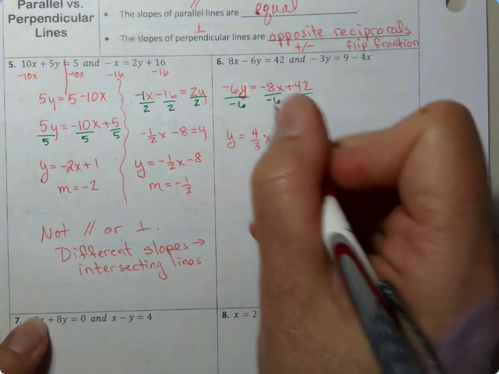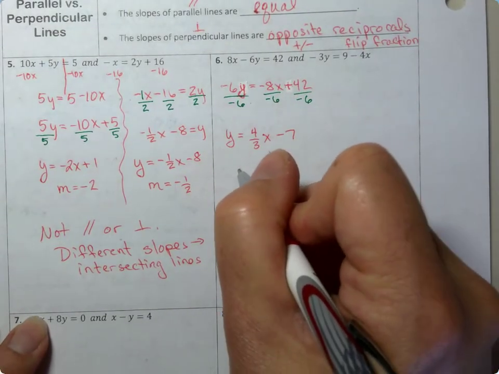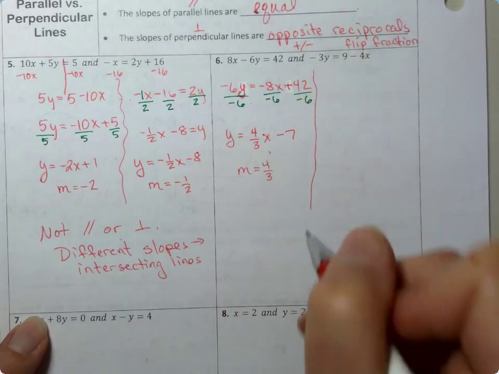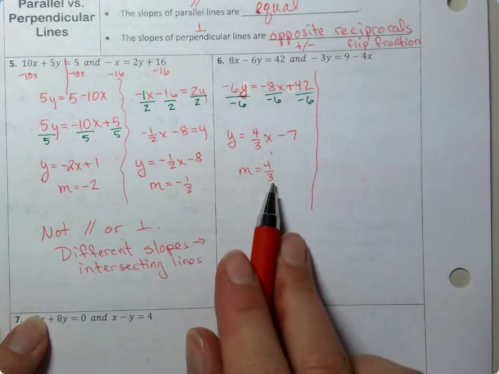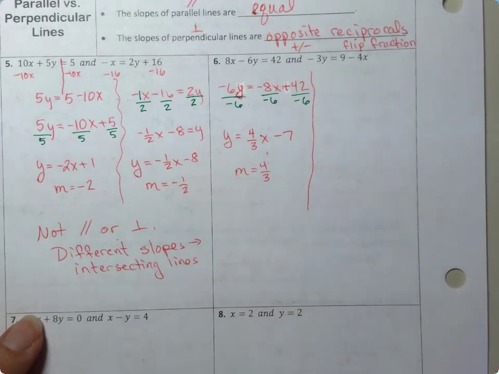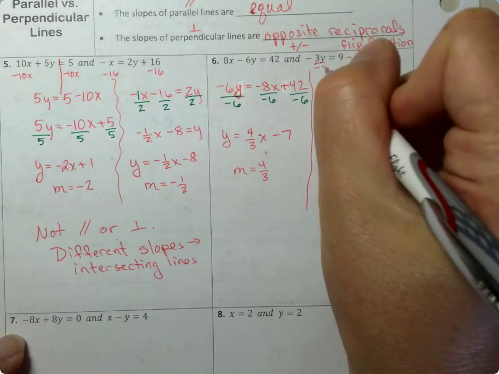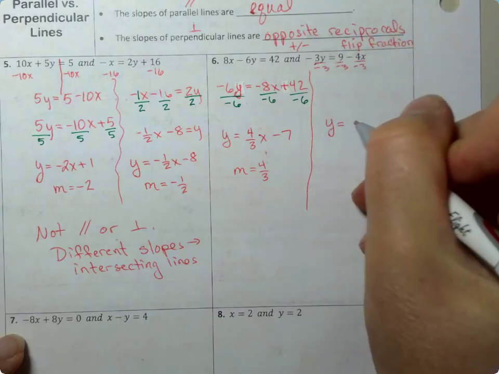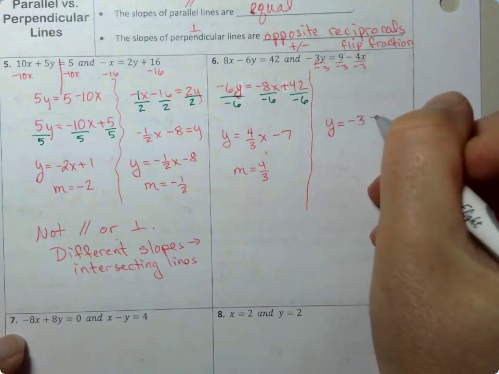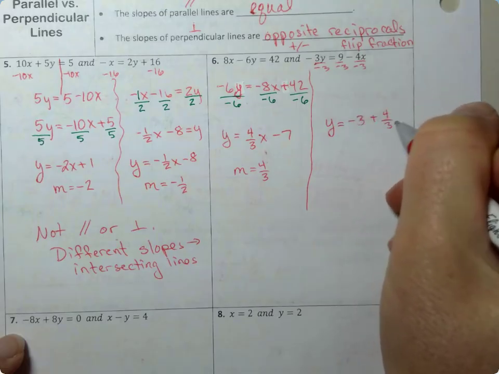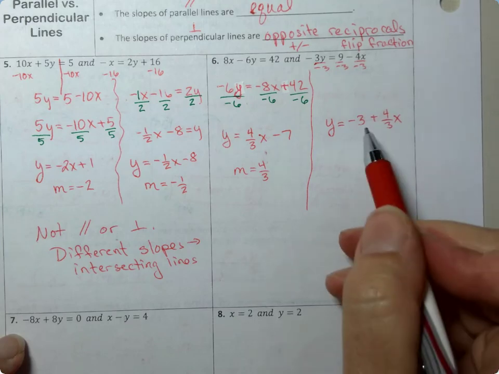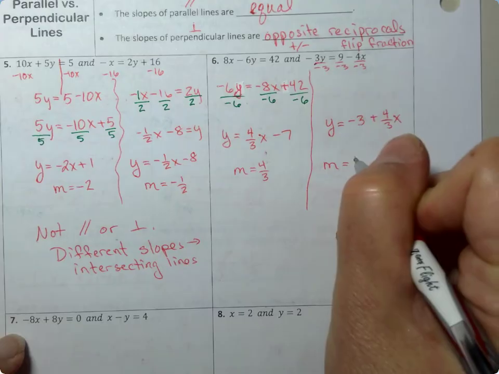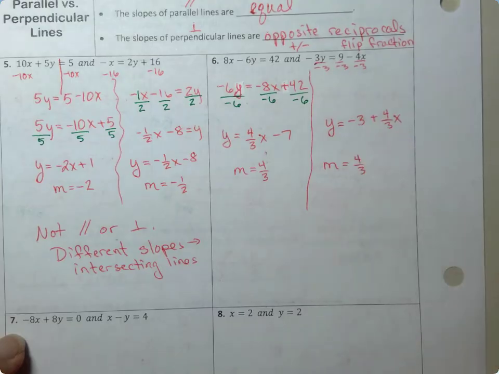All right, so now that I've cleaned up my mistakes, my slope here is +4/3. And when I list the slope, I don't list the x, it's just the coefficient of x. Okay, over here, I can just jump in and divide each piece by -3. So I end up with y equals -3 plus 4/3 x. And don't get deceived, the slope is not -3, the slope is always paired with x, so m is 4/3. So what do you notice?